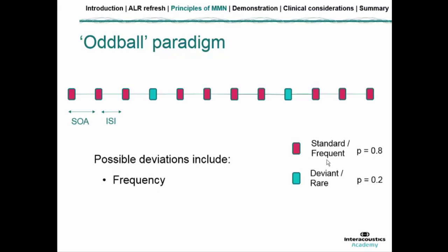For example, the deviant might differ in level. It might be slightly higher or slightly lower than the standard. On the other hand, it might differ in duration. The deviant might be slightly longer, or it may be slightly shorter in duration than the standard.